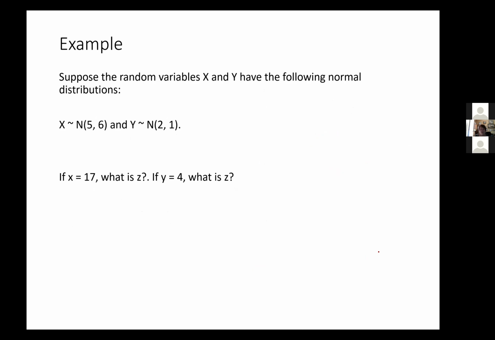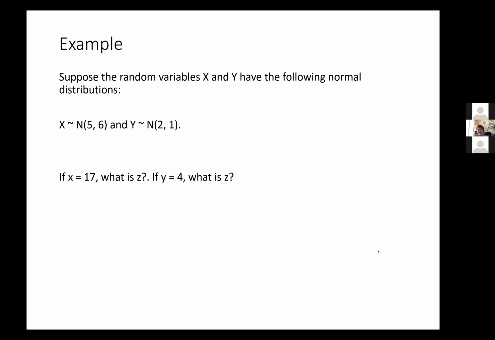Okay, so let's see if we can do this example. Suppose the random variables x and y have the following normal distributions. The random variable x is defined using the normal distribution with a mean of 5 and a standard deviation of 6. Remember, the capital N tells you that it's a normal distribution. The first number inside the parentheses is the mean, and the second number is the standard deviation.